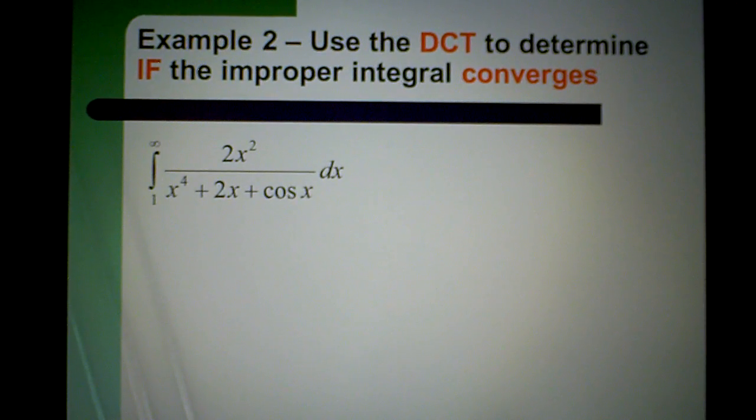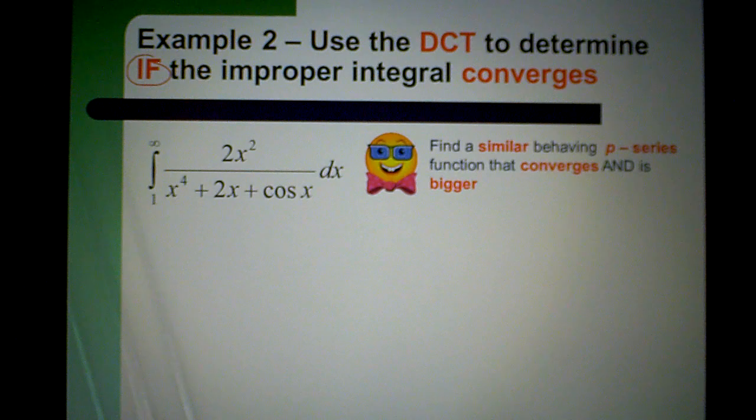So here's another example. Use the direct comparison test to determine if this improper integral converges. So notice again the word if. So I know that my answer is just going to be yes, it converges, or no, it doesn't. So I have to find a similar behaving p-series, because remember, of that list I had p-series rules and an e to the rule. So there's no e's in here. So I'm going to be thinking about p-series.